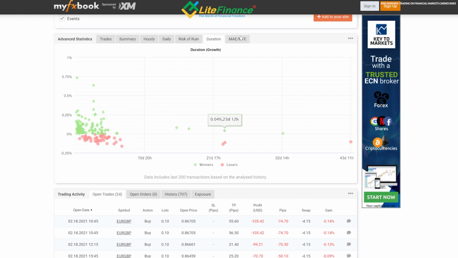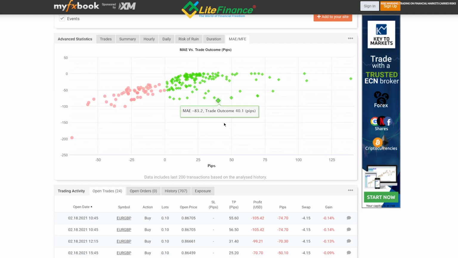So now the MAE and MFE tab. The tab shows the maximum possible loss or profit. But what can this information suggest to an investor? It is purely speculation and forecasting from the crystal ball.